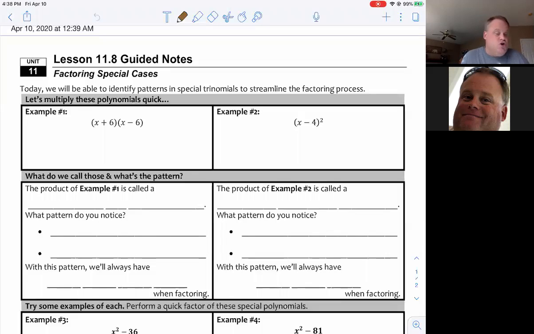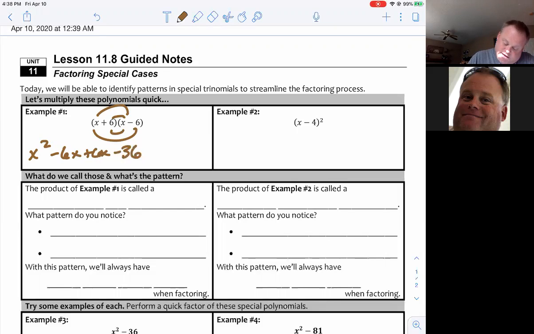First one, you know how to multiply a binomial times a binomial. I FOIL it, right? So when I do this, I get first, outside, inside, and last. I get x squared minus 6x plus 6x minus 36. And when I combine like terms and simplify, I get x squared minus 36.